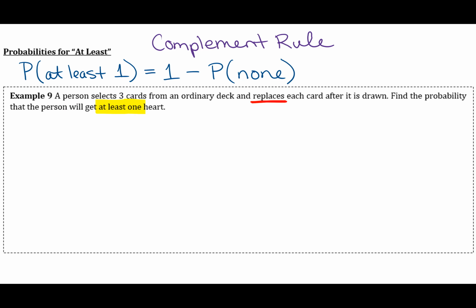So whenever you're finding the probability of at least one thing happening, you can use the complement rule, which says that it's equal to 1 minus the probability that the event doesn't happen at all. So the probability of at least 1 is 1 minus the probability of none, right?